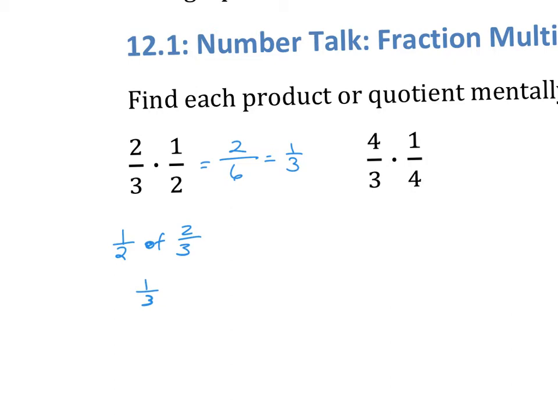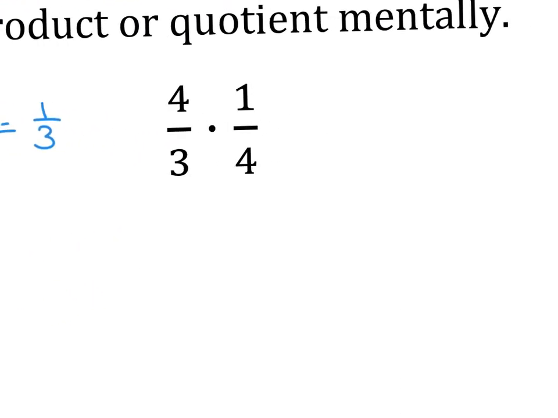All right, let's take a look. This next one, we have 4/3 times 1/4. There's a couple of different ways of looking at this. You could, again, just multiply straight across. 4 times 1 is 4. 3 times 4 is 12. And then that simplifies to 1/3.